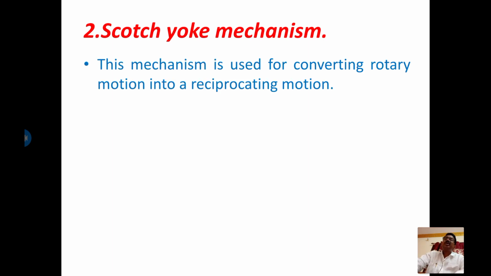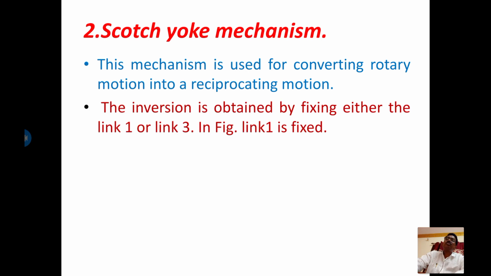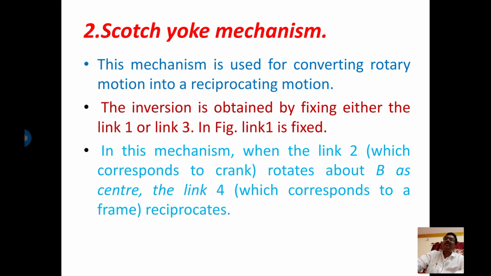Next one is the Scotch yoke mechanism. Now, in this case, we are converting rotary motion into reciprocating motion. The inversion is obtained by fixing either link 1 or link 3. Now link 1 is fixed in this mechanism and link 2 rotates about B as center. Link 4 reciprocates. The fixed link 1 guides the frame.